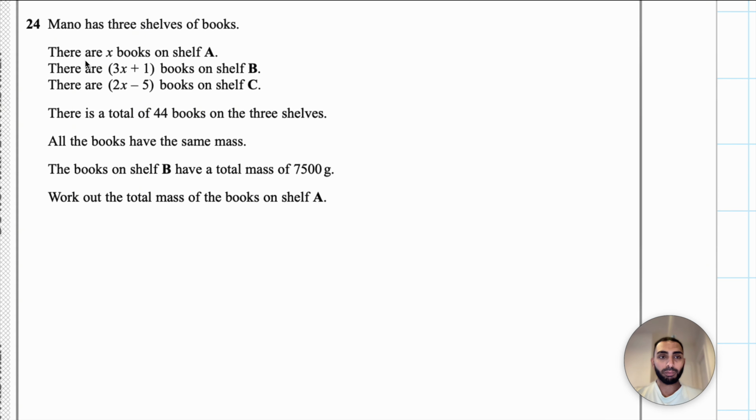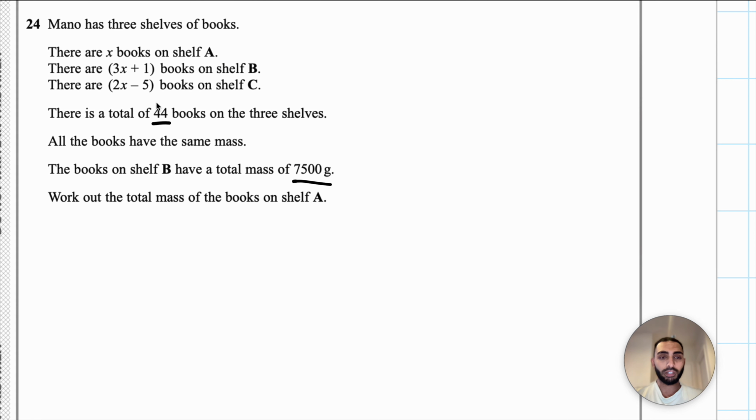Question 24. Manu has 3 shelves of books. There are X books on shelf A, that many books on shelf B, that many books on shelf C. There is a total of 44 books on the 3 shelves. All the books have the same mass. The books on shelf B have a total mass of 7,500 grams. Work out the total mass of the books on shelf A. So we're trying to find out the weight of those books.